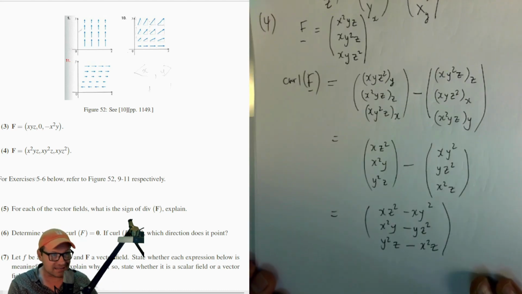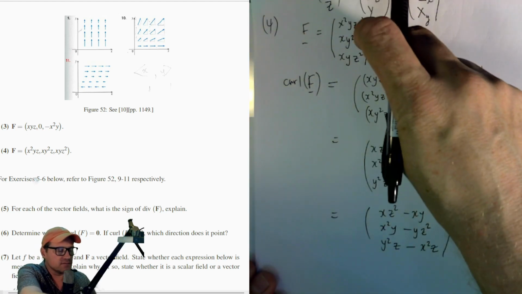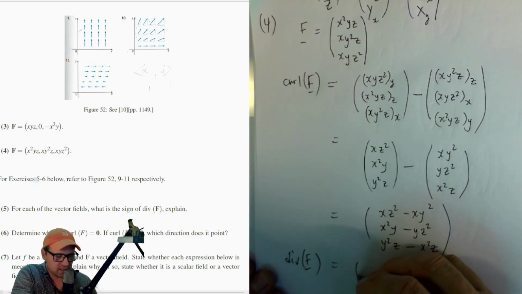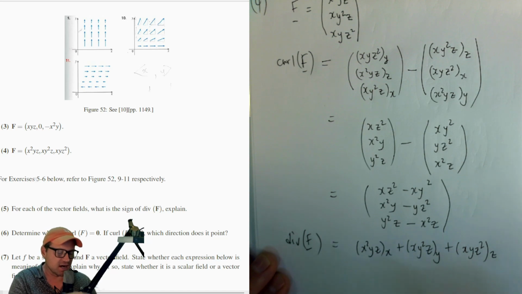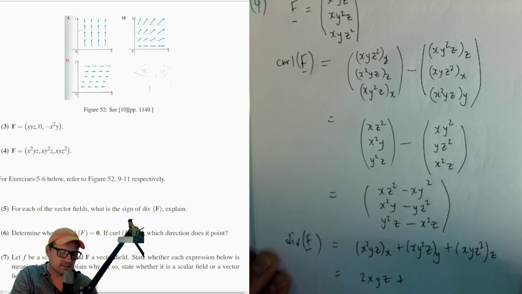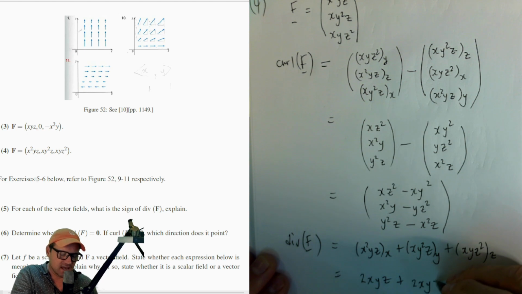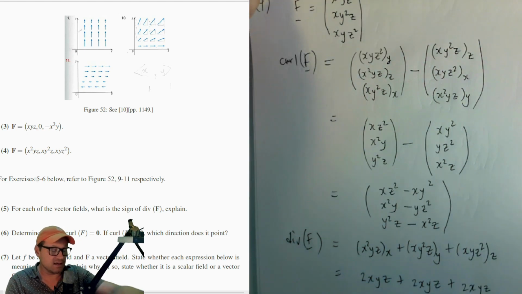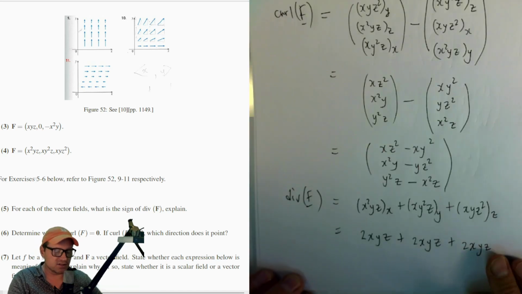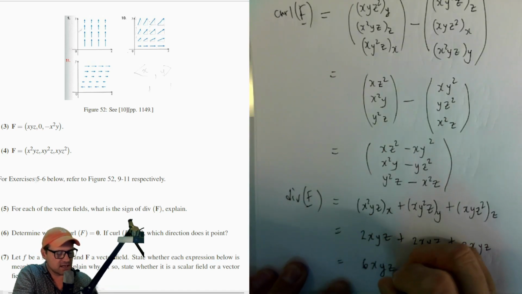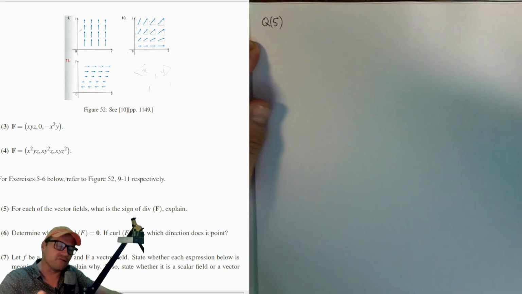Now let's calculate div of this vector field. So we have the sum of the 3 partial derivatives. Okay, so next, differentiating each of these, we have 2xyz plus 2xyz plus 2xyz. Okay, I can see that 2 plus 2 plus 2 is 6. So 6xyz is div. Okay, question 5.